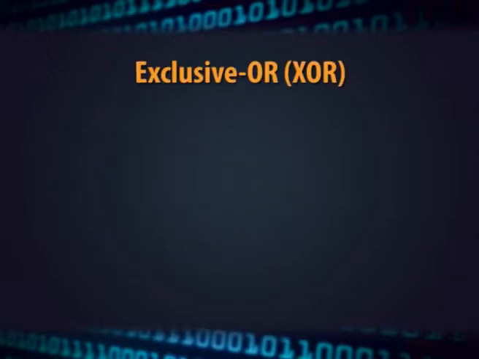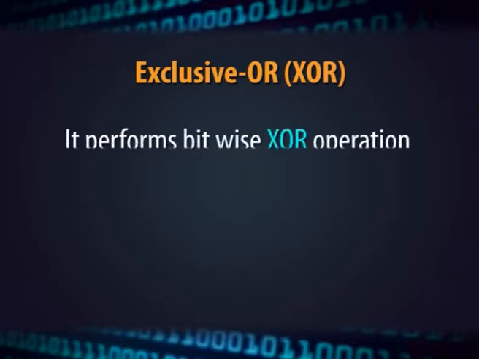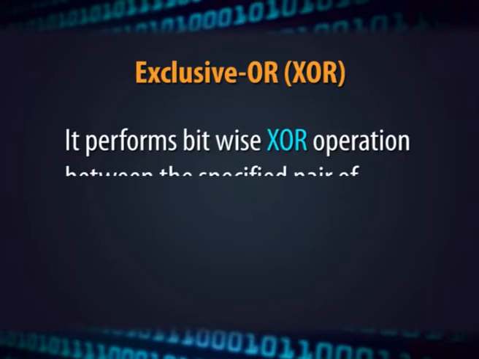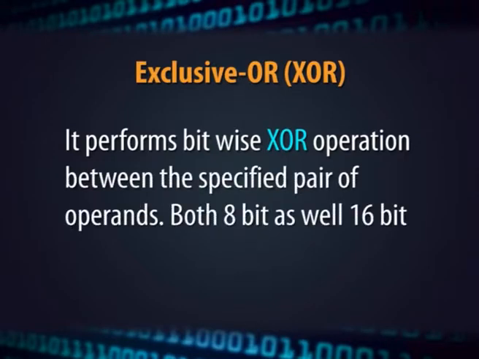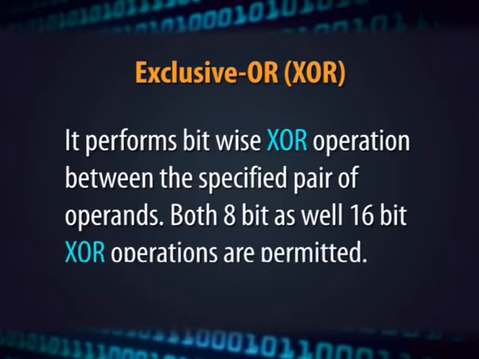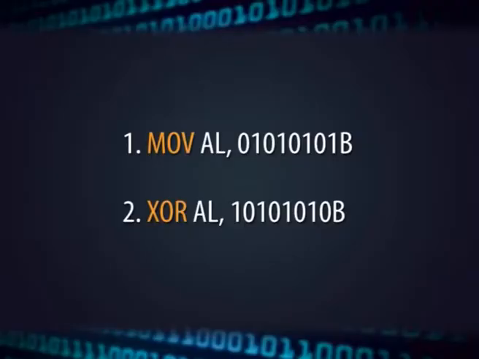The next instruction is the exclusive OR instruction. The exclusive OR instruction performs a bitwise exclusive OR operation between the specified pair of operands. Again, 8-bit as well as 16-bit exclusive OR operations are permitted. To explain the exclusive OR instruction, assume the following instruction sequence. Let us say you initialize the register AL with the help of the move instruction.